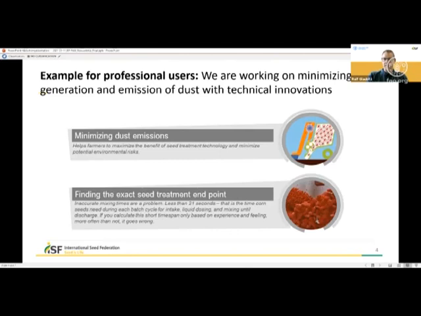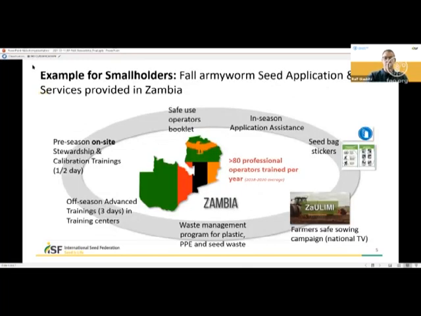I'd like to continue with a specific example for smallholders, fall armyworm. You have heard already about fall armyworm from Ramiso earlier, that this is a big, big problem on her farm in Zimbabwe. But this is pretty much a topic which is more and more arising over the entire African continent, you could say.